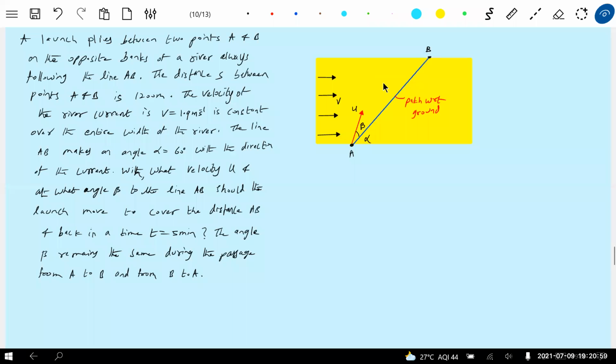Let's work it out. What is that U given? Carefully analyze and think and answer. This is the velocity of the boat with respect to water. V is what? Velocity of the river. For your convenience, I'll bring the symbols which you are familiar with. U is the velocity of the boat with respect to the river. Then the velocity of the boat with respect to ground should be along AB.